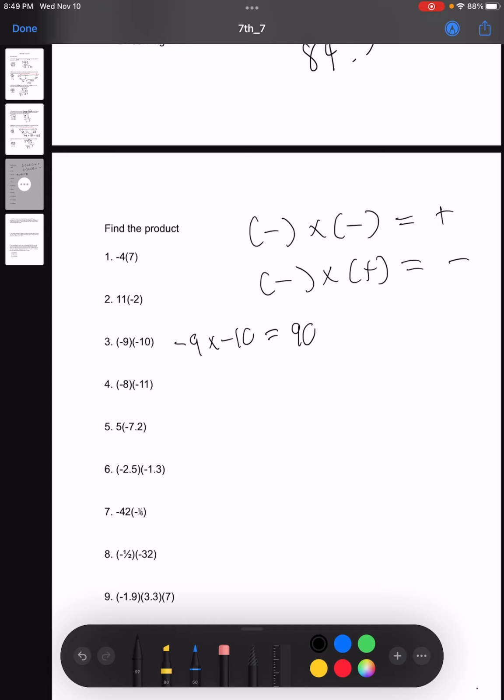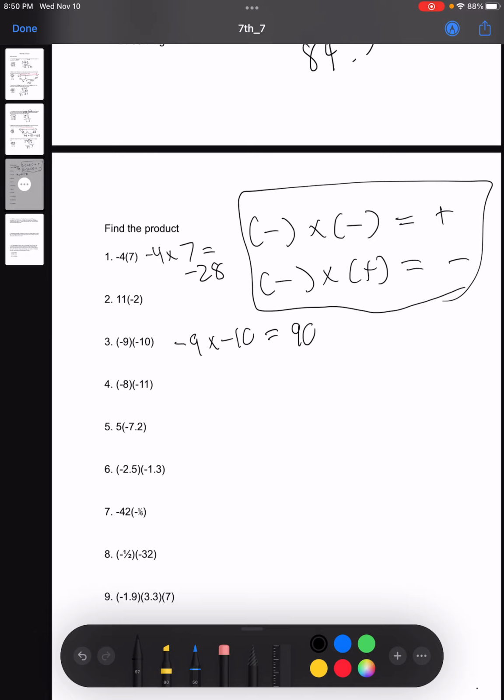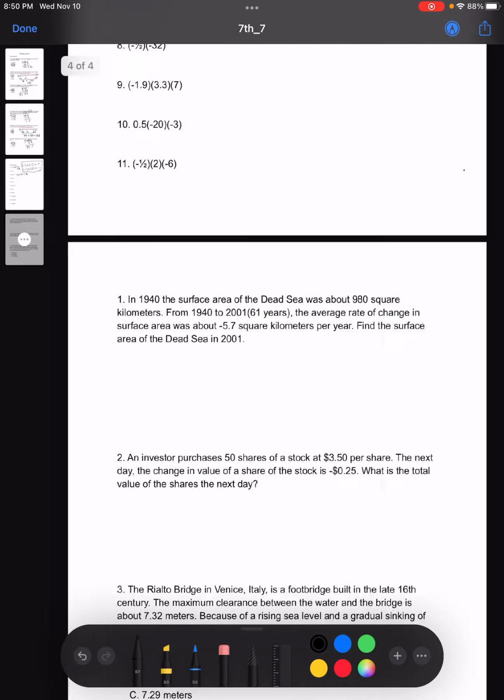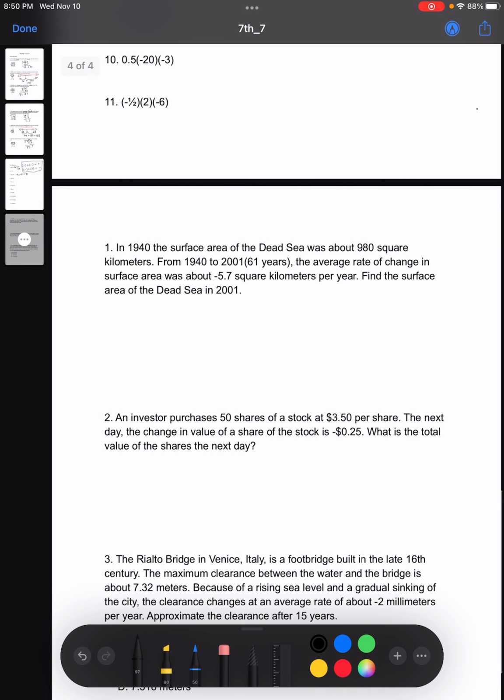Well, on the other hand, if we look at number 1, we have negative 4 times 7. And we know that a negative times a positive is just negative. So that would be negative 28. You can apply these two rules to help you out in all of the product problems. Let's finish off with one of the word problems.